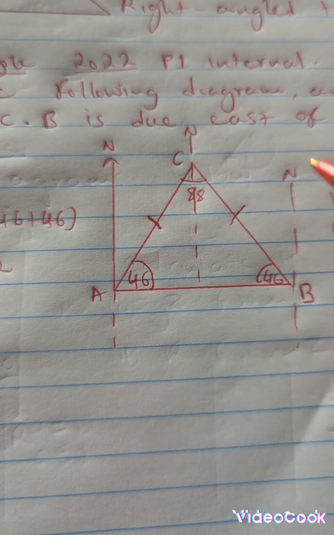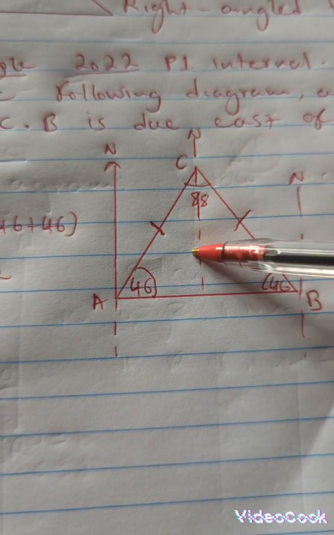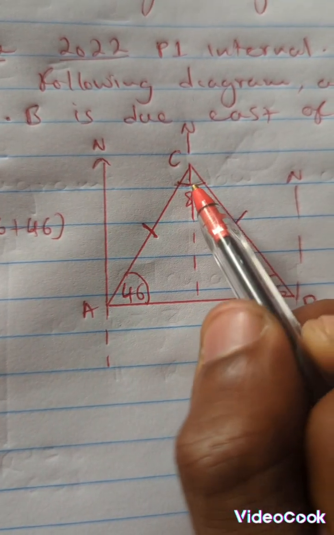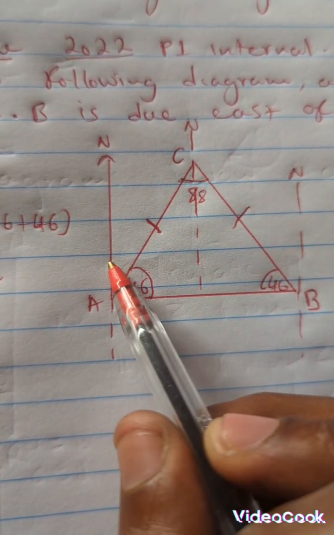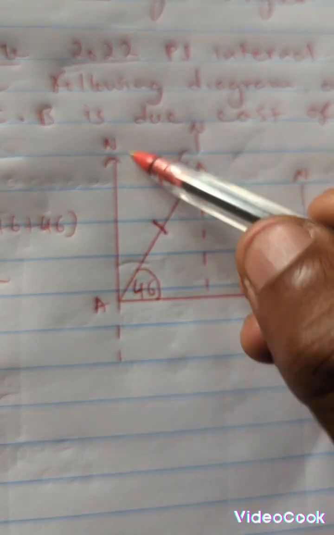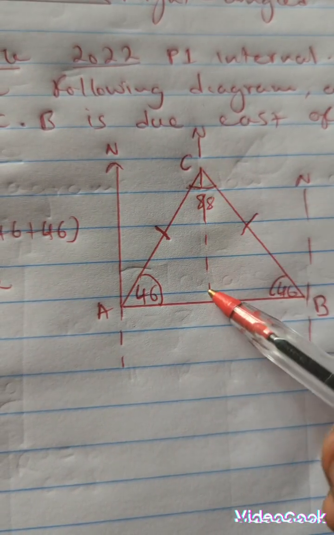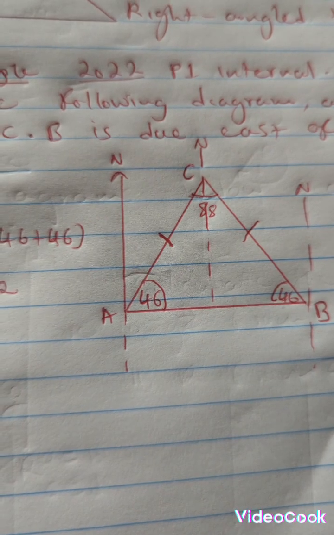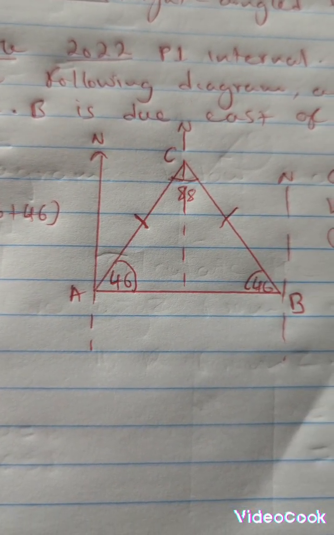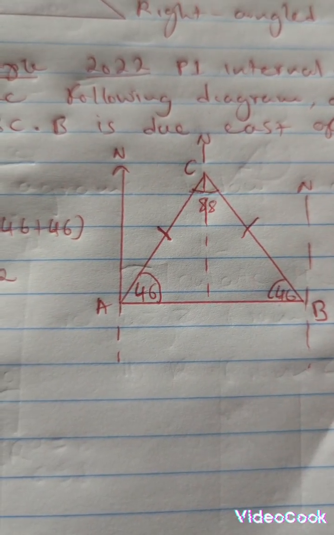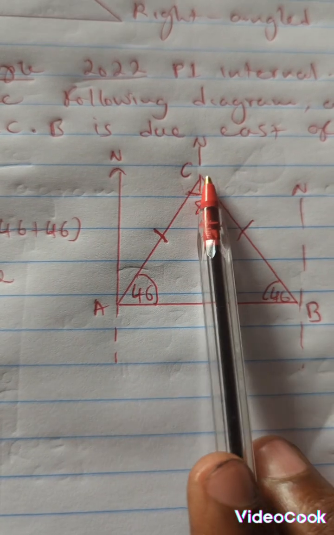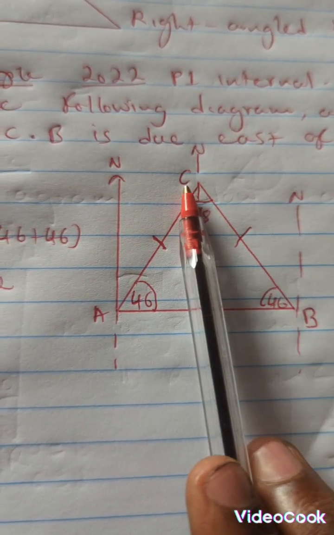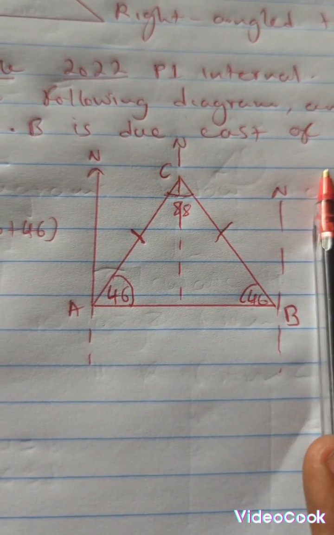Now, since you have created the north, it means you have created two different triangles. There's this one and there's also this one. Since here we don't have any number, we can't say alternate angles are equal. Remember the alternate angles that we did in the first part of bearings. This part is for the first alternate angle rule, then this part is for the second alternate angle rule.